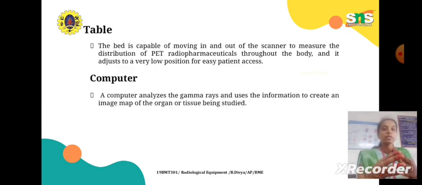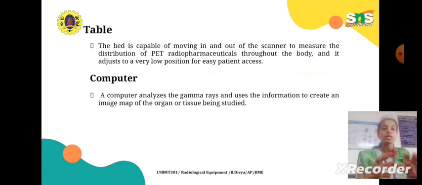Table. The bed is capable of moving in and out of the scanner to measure the distribution of the PET radiopharmaceuticals throughout the body. A table which is called a bed, where the patients lie on it, will be moving front and back of the scanner to distribute the pharmaceuticals throughout the body. It adjusts to a very low position for easy access of the patients.